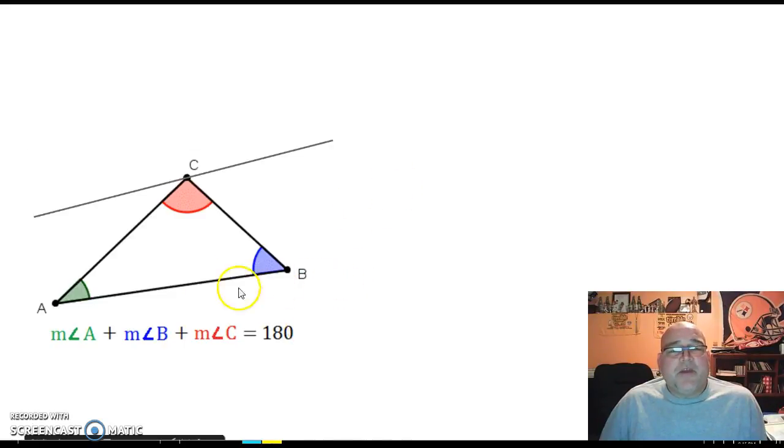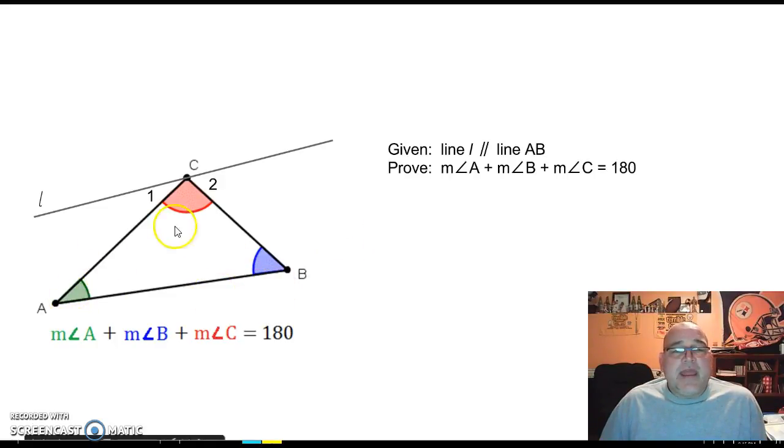So to do that, let's bring in a parallel line. We'll call it line L. What we have to do is prove, well, we'll call these angle 1 and angle 2. Given that line L is parallel to line AB, prove that A plus B plus C equals 180 degrees. Let's do the proof. We'll do a 2-column, so statements and reasons.